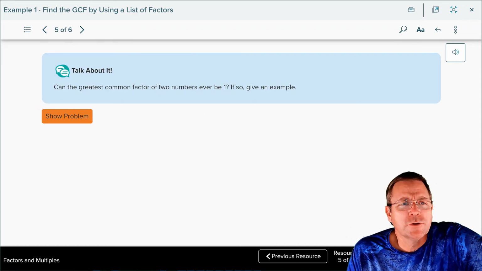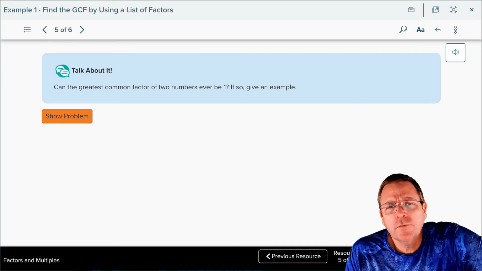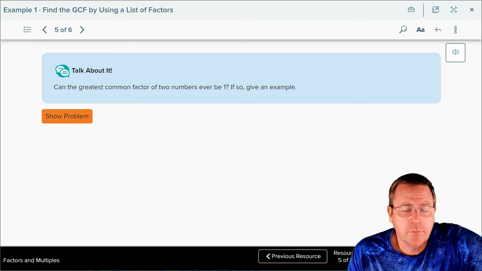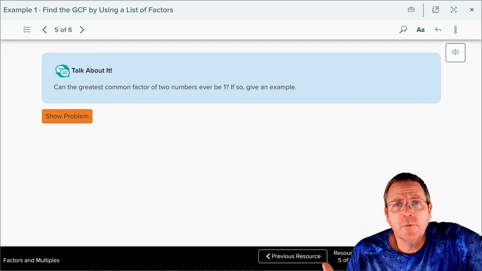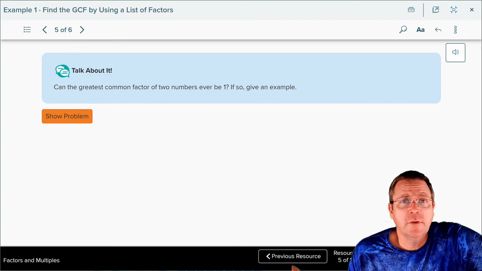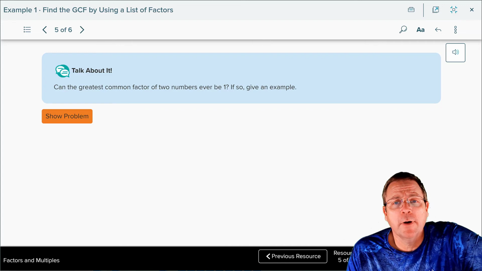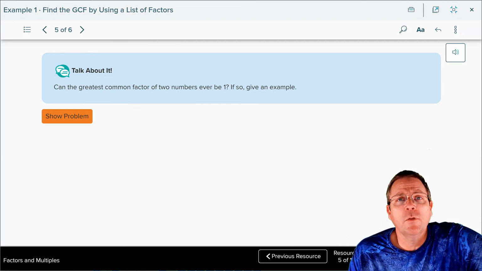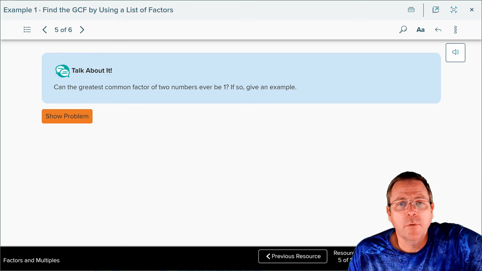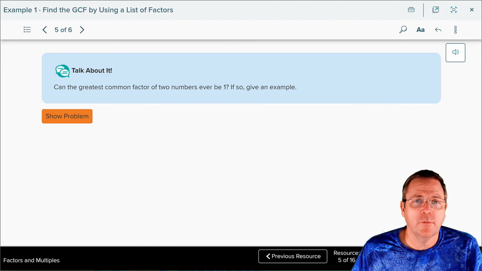Now here's a good question. Can the greatest common factor of two numbers ever be 1? If so, give an example. Well, the answer is yes. Think about 3 and 5. What's the largest number that will divide into both 3 and 5? It's 1. 1's the only number that will divide into both 3 and 5. Therefore, 1 is going to be the greatest common factor. We also refer to that as being relatively prime when the only common factor between two numbers is 1.